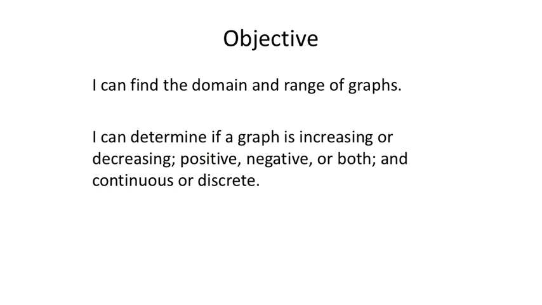Two objectives for today. I can find the domain and range of graphs, which we've seen already. We've done it with list form and then some interval form. And also I can determine if a graph is increasing or decreasing, positive, negative, or both, and then either continuous or discrete. So continuous or discrete down here at the bottom is new for us. But increasing or decreasing is not new. Positive, negative, or both, still not new.